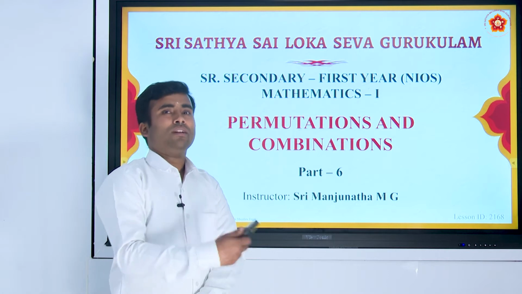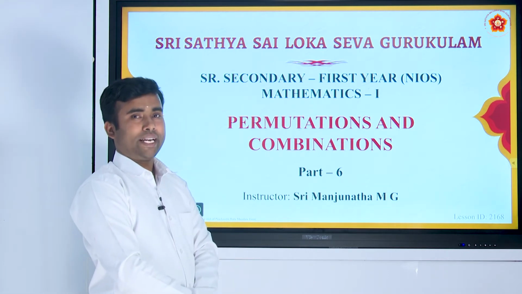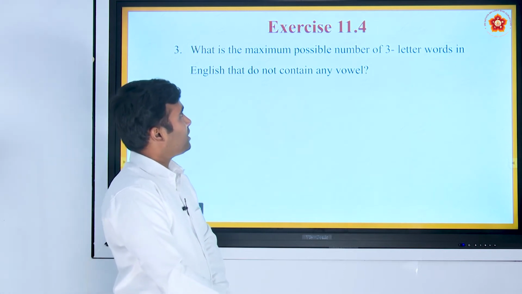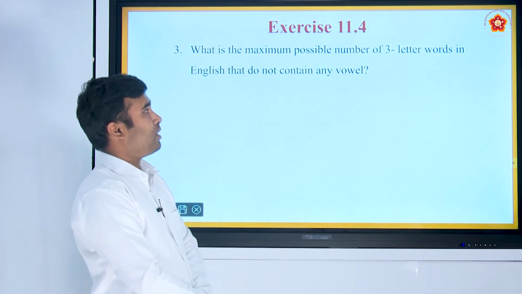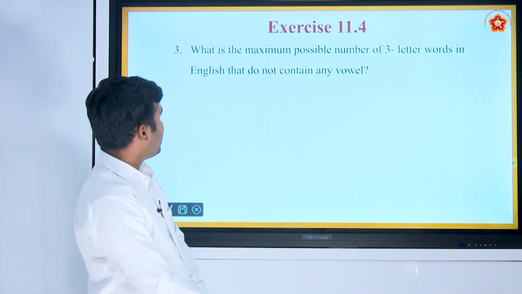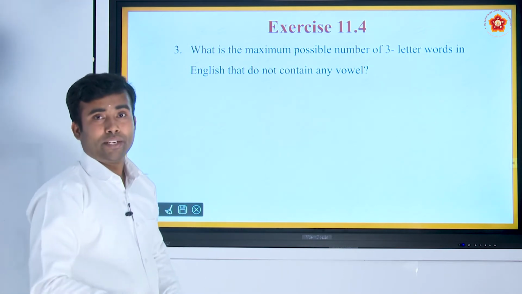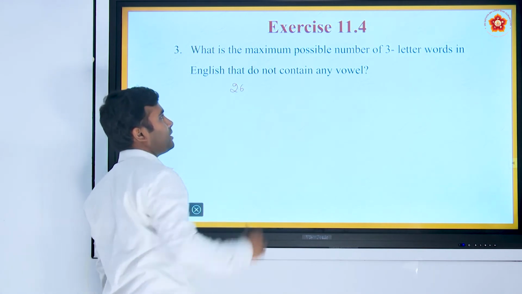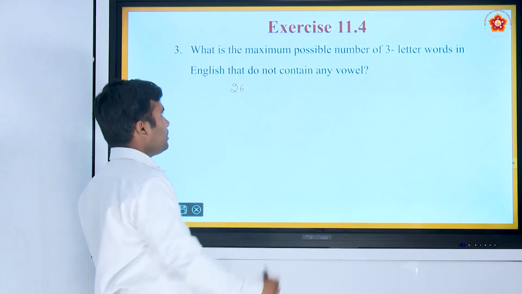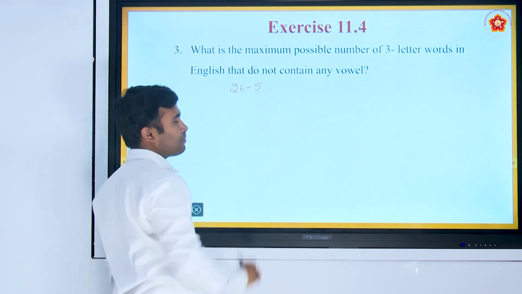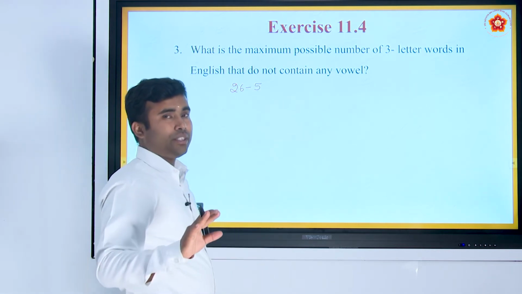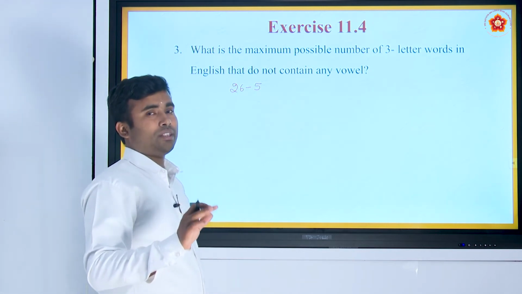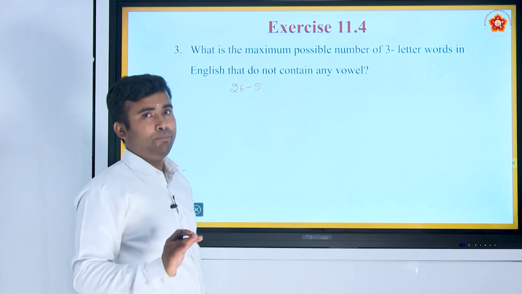In the previous class we solved a few problems from exercise 11.4, and in this session let us do a little more problems from the exercise. Here the question is, what is the maximum possible number of 3-letter words in English that do not contain any vowel? Since we know that there are 26 letters in English, out of this there are 5 vowels. So we need to make a 3-letter word in which the word does not contain any vowels.